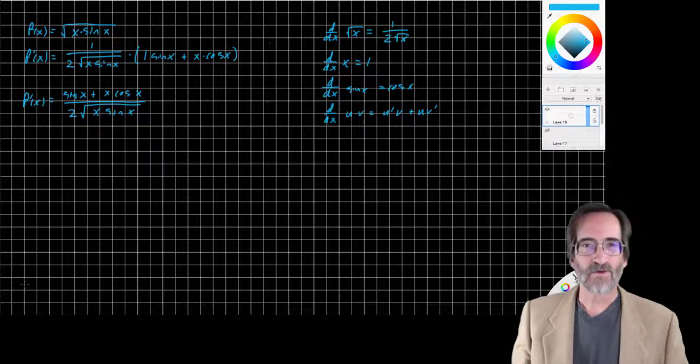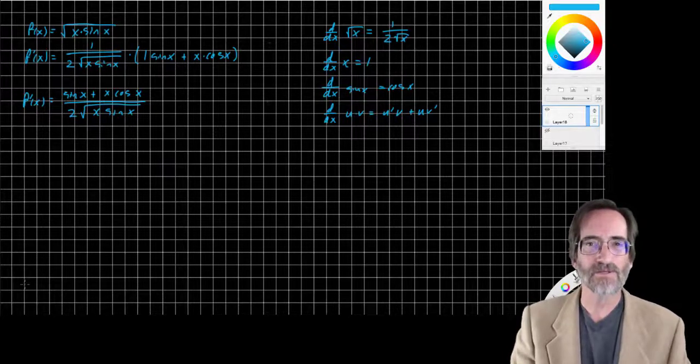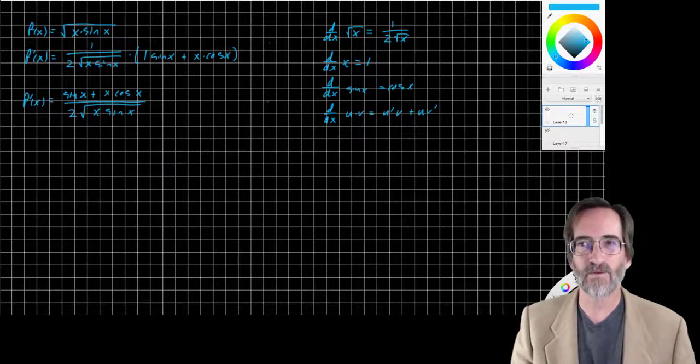Okay, so that's a little bit of how to use the chain rule. As you can see, it can get a little complicated. The sky's the limit.